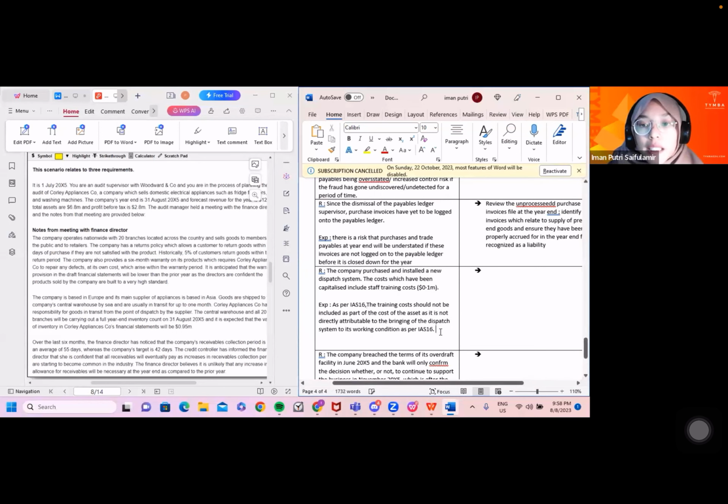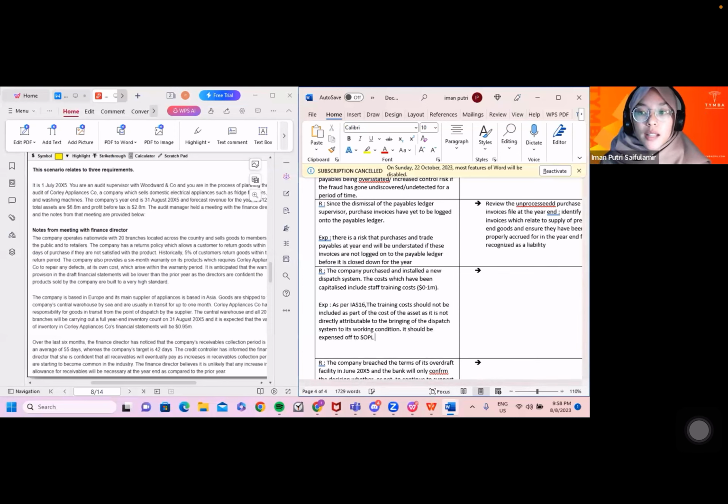So we want to immediately apply to the scenario instead of spending our time doing two things. Usually what we will do is explain the requirement and then we apply. So I want you guys to immediately apply. It should be expensed off to SOPL instead. So the implication here is that PPE and profits may be overstated, the expenses may be understated.